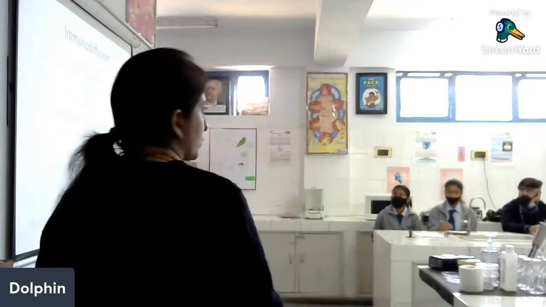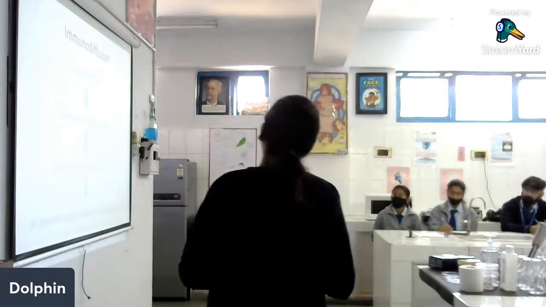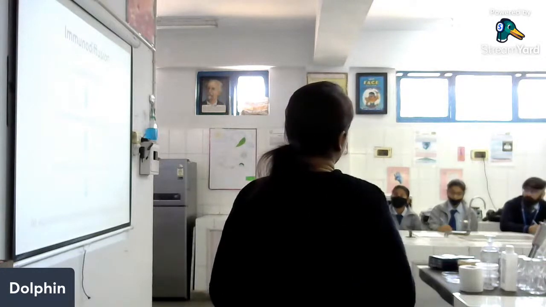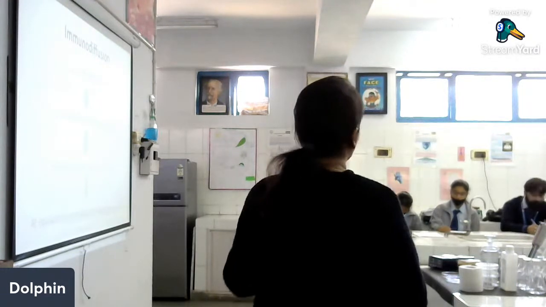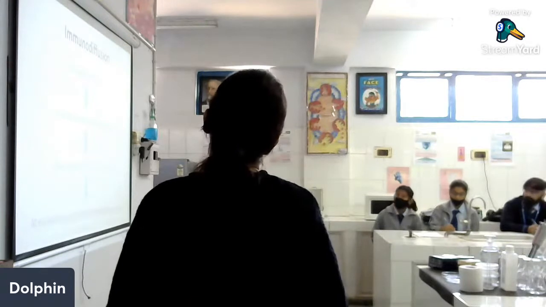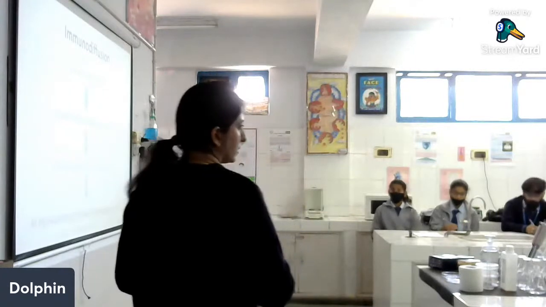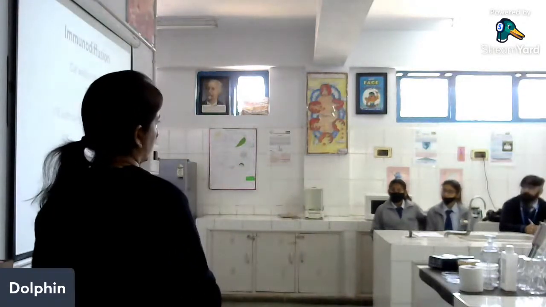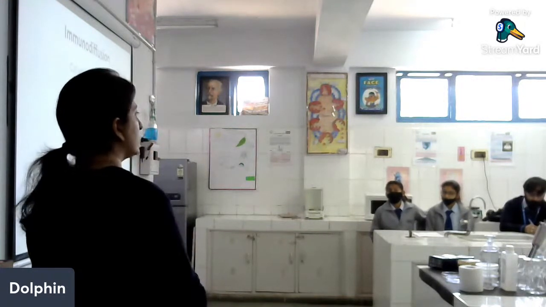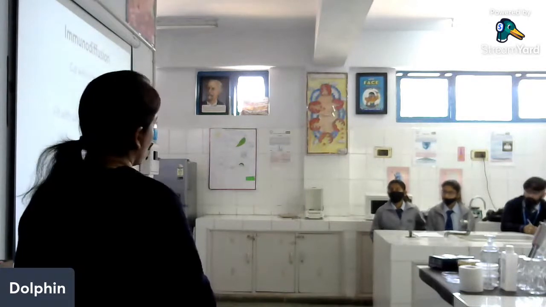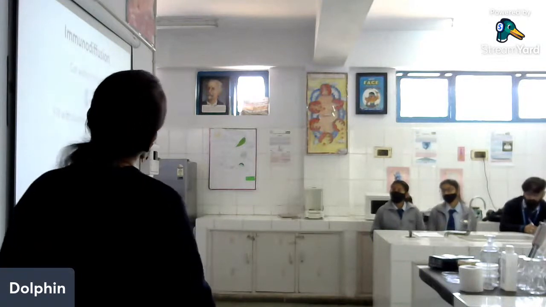So what we do in immunodiffusion, because today we will be practically doing immunodiffusion, is we will prepare the gel, and after the gel solidifies, we will cut wells in the gel, we will punch holes in the gel, and in these wells, we fill the samples. The samples can either be antigen, antibody, or both. You can fill the wells either with the antigen or with the antibody, or with both the antigens and the antibodies.